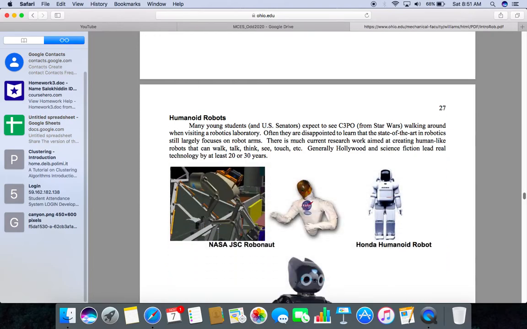Humanoid robots. Many young students expect to see C3PO from Star Wars walking around when visiting a robot laboratory. Often they are disappointed to learn that the state of the art in robotics still largely focuses on the robotic arm. There is much current research work aimed at creating humanlike robots that can walk, talk, think, see, touch, etc. Generally, Hollywood and science fiction led real technology by at least 20 or 30 years.